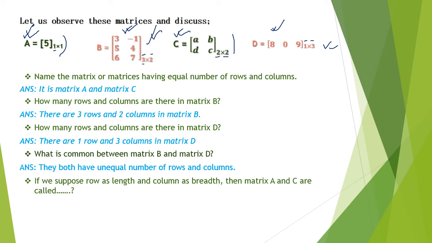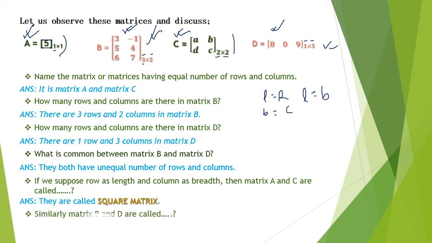Now suppose we take rows as length and columns as breadth: let's suppose row is length, L equal to R, and breadth B is equal to C. Then matrix A and C have rows and columns equal, meaning L equal to B. If it is a geometrical figure with length and breadth equal, it is called a square. So the matrices A and C are called square matrices because they have equal rows and columns. Similarly B and D are rectangular because they have unequal, different values for rows and columns.